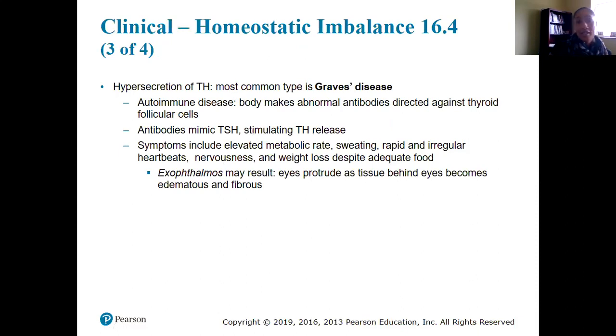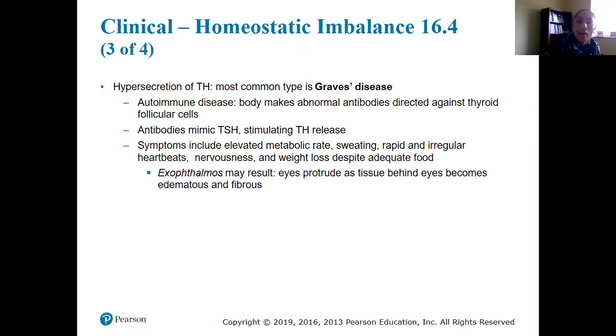If you have hypersecretion of the thyroid hormone, this is going to develop into Graves, which is an autoimmune disorder where the body makes abnormal antibodies that are directed against the thyroid follicular cells. So the antibodies will mimic TSH, which will stimulate the thyroid gland to make thyroid hormone. And the symptoms will include an elevated rate of metabolism, sweating, rapid and irregular heartbeats, nervousness and anxiety, and then weight loss despite eating adequate amounts of food.